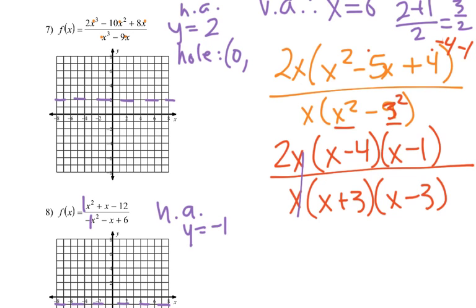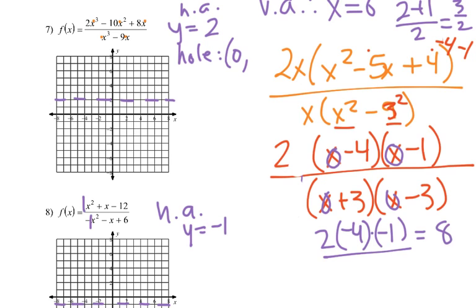So 0, comma, then we find the y value. Getting rid of those, we put 0 in for each of these x's. 0 minus 4 is negative 4 times 2 times negative 1, so that would be positive 8, over 0 plus 3 times 0 minus 3, which is 3 times negative 3, negative 9, so negative 8 over 9, which is almost negative 1. So a hole would be like 0, negative 8 over 9. It'd be like right there.